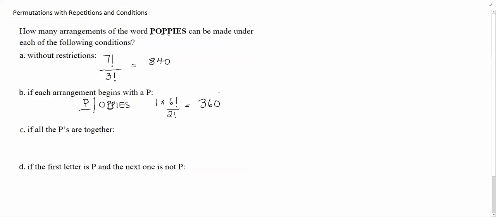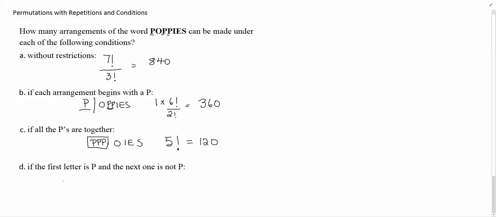Next, we're looking at putting all of the P's together. So we take and put all of our P's in one unit, and then we're left with O, I, E, and S. We're not told that those P's must come first or second. They just become one of the objects that we can choose. So if we count the number of objects we have to choose from, we have 1, 2, 3, 4, 5. So we take 5 factorial and calculate that, giving us 120.